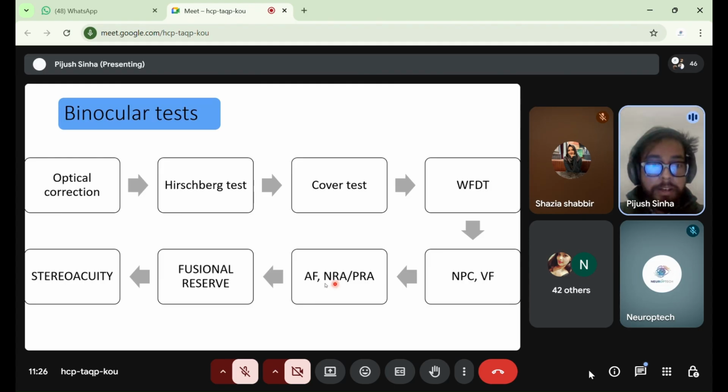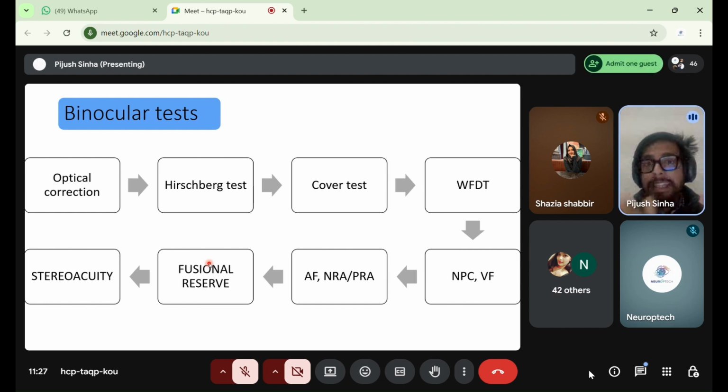And fusional reserve, you will check with a prism bar. There are vertical and horizontal prism bars, PFB and NFB, that you need to measure to see the fusional reserve. So here what happens is that when a patient with corneal ectasia has less accommodation ability, it leads to an impact on the accommodative convergence, or AC by A ratio. So ultimately, it is not because of muscle imbalance, it is because of sensory fusion anomaly.